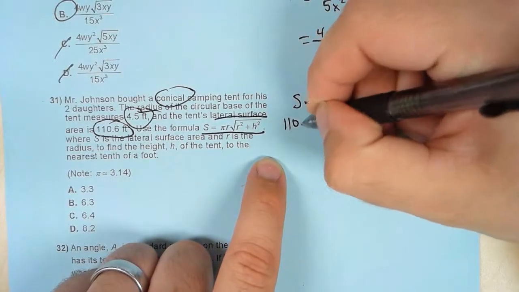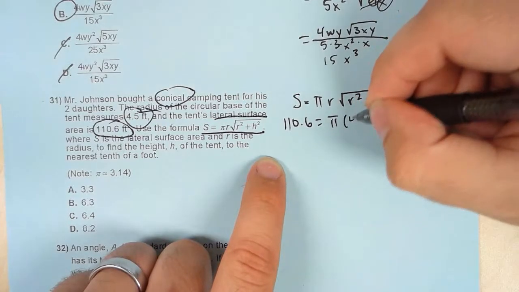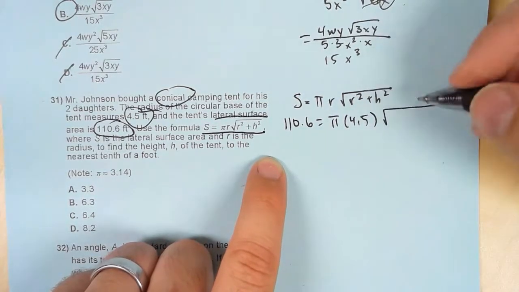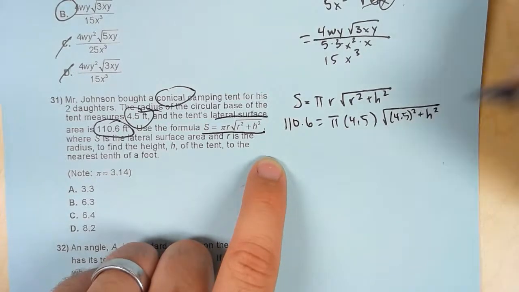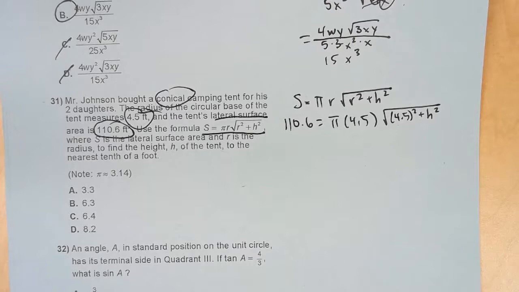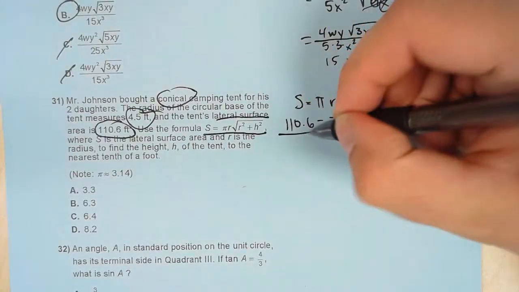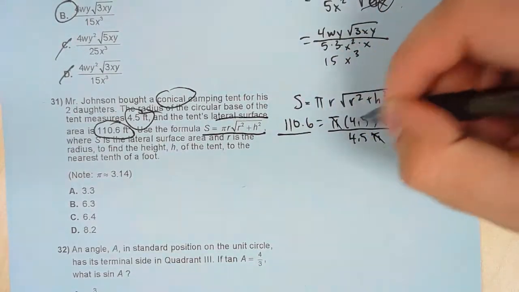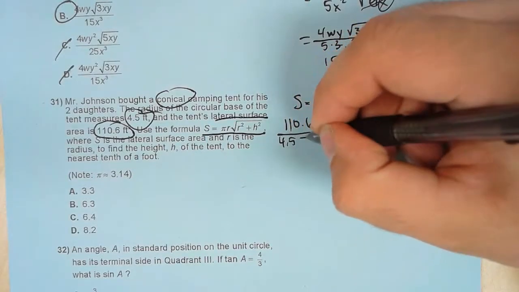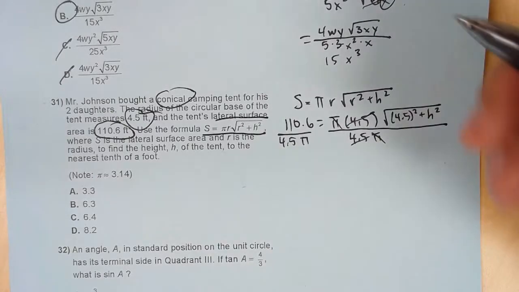S is equal to 110.6 equals pi is pi. R is 4.5. Okay, square root, here's another R, so we use 4.5 again, squared plus H squared. Alright, so let's get rid of all the stuff on the outside of the square root first. Let's divide both sides by 4.5 and by pi. Let's cancel this and that and this and that.